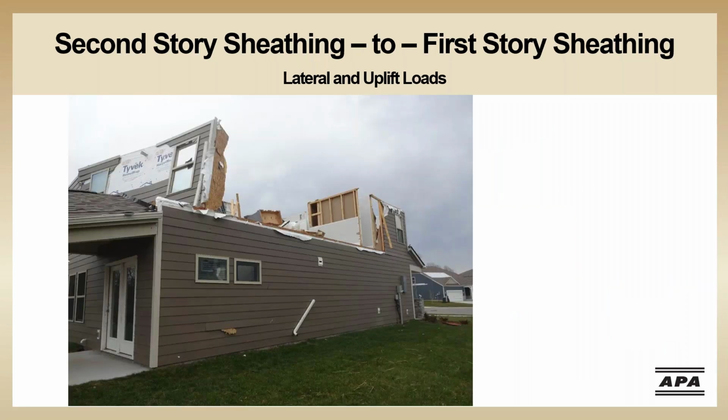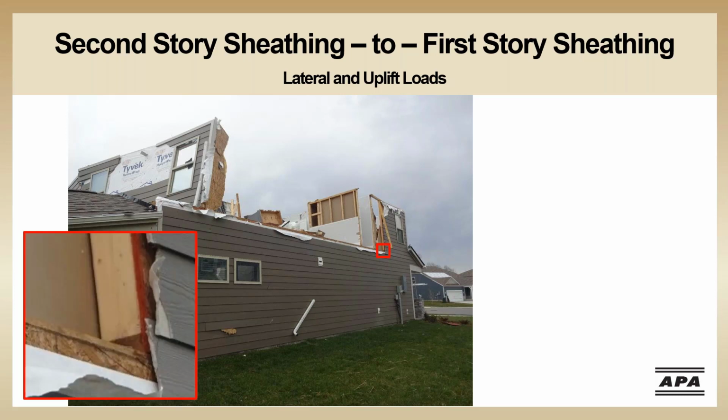This home in Tennessee, which experienced an EF3 tornado with estimated wind speeds up to 165 miles per hour, was built with a load path that depended on nails in withdrawal to transfer the lateral and uplift loads from the upper story to the lower story. A closer look at the detail at the base of the second floor wall shows that the second floor wall sheathing stops at the bottom of the bottom plate, while the first floor wall sheathing stops just below that.